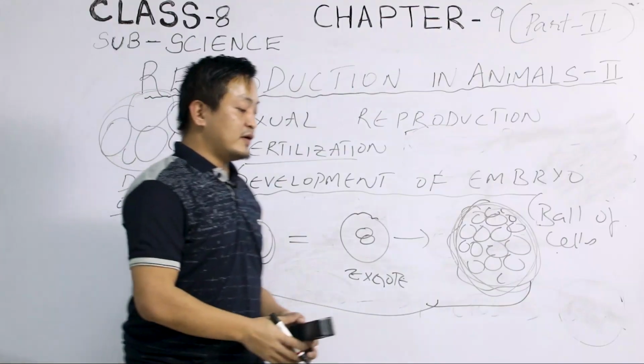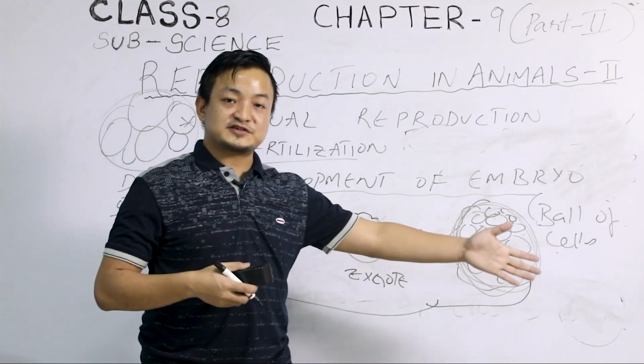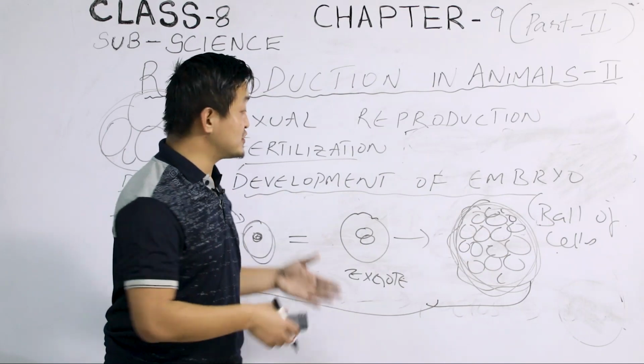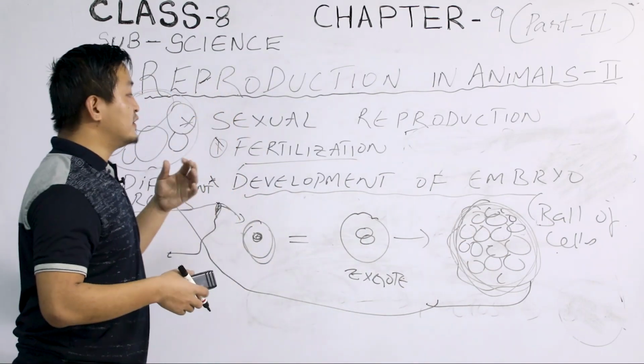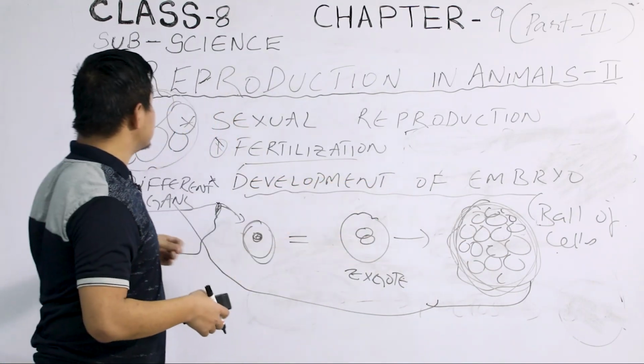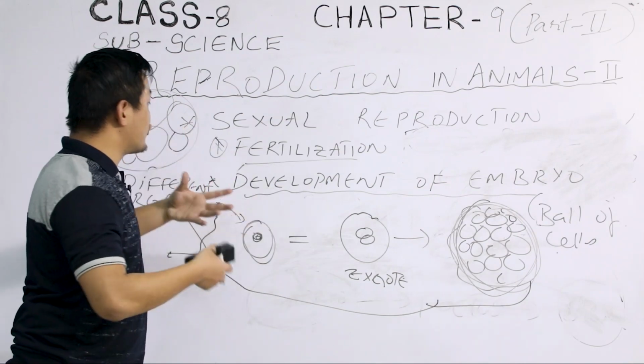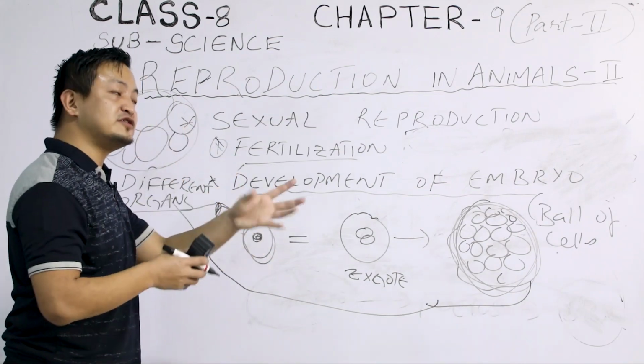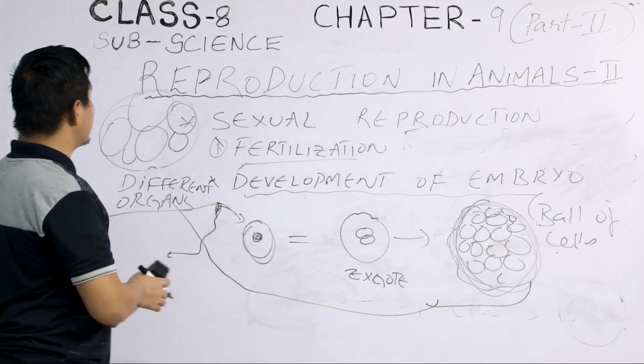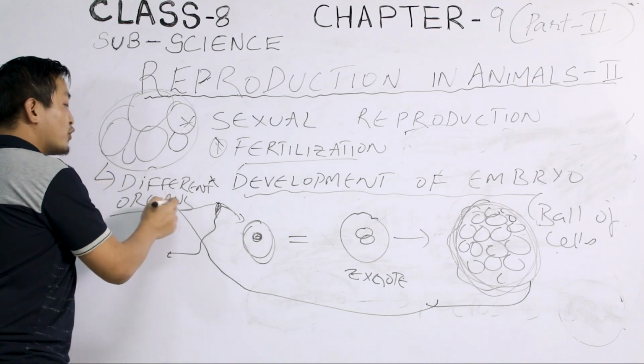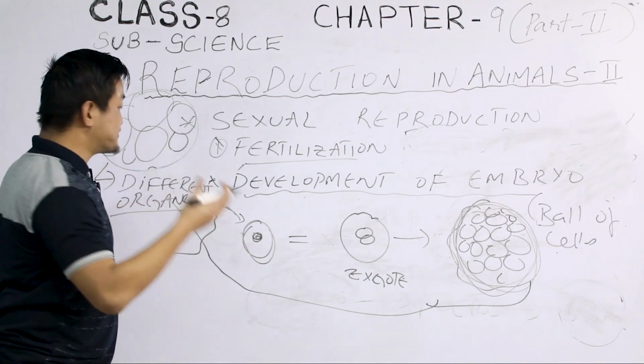Because everything is processed, right? Nine months, it takes nine months. So it's a slow process. So now from the group of cells, they will further form into a tissue, okay? Different tissues, and then they will start forming different organs, okay? The development starts from here, okay?